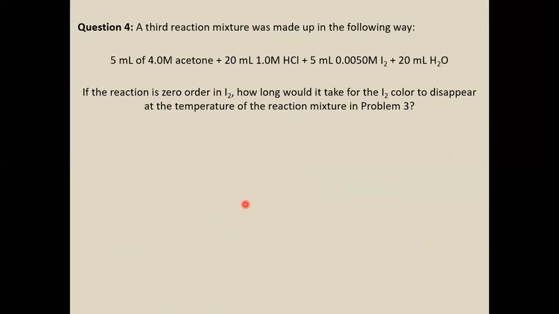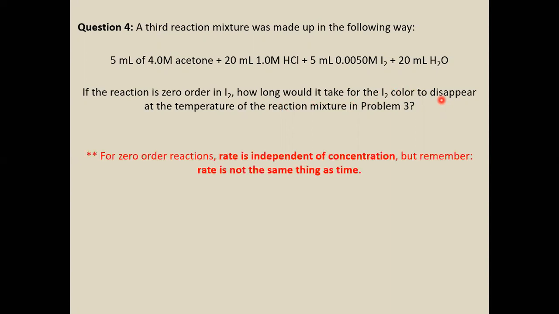And now our final question, we have a third reaction mixture that was made up. And we have 5 mLs of acetone, 20 mLs of HCl, and 5 mLs of iodine. If the reaction is 0 order in I2, how long would it take for the I2 color to disappear at the temperature of the reaction mixture in problem 3? What does a 0 order reactant mean?